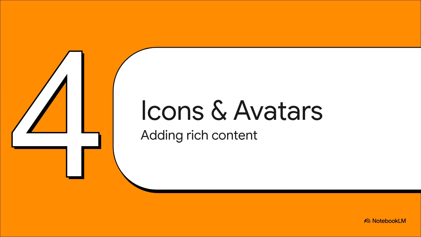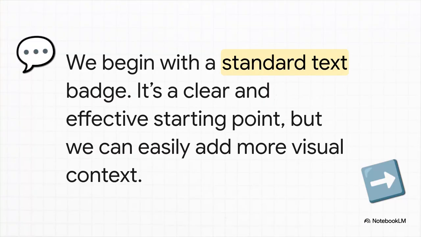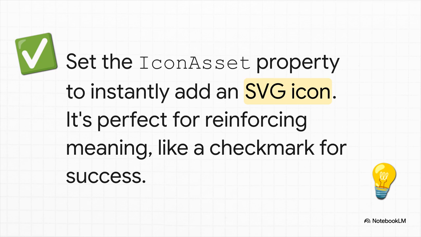Okay, so badges are great for text, but they become so much more powerful when you start adding graphics. Let's see how you can easily include icons and avatars to give your users more context at just a glance. So, we'll start with a standard text badge. It works, it's effective, but we can definitely add more visual context to it, and it's super easy. Now watch this. By just setting the icon asset property, you can instantly add an SVG icon to the left of your text. It really is that simple. This is perfect for reinforcing the meaning, like a checkmark for success or a warning triangle for an alert.